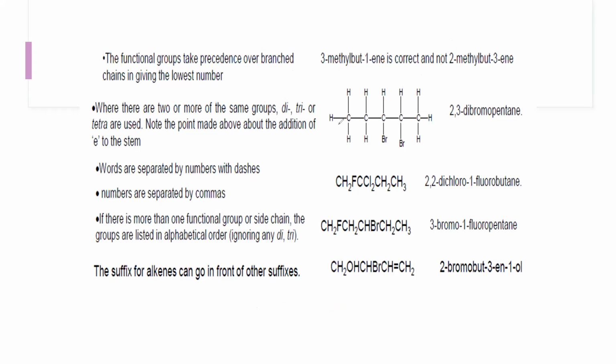If we have 2 identical branches, we use the term di. If 3 identical branches, we use the term tri. And if 4 identical branches are there, we use the term tetra. And note the point above about the addition of an E: if a vowel follows, we don't write the E, and if there is no vowel, we write that E.